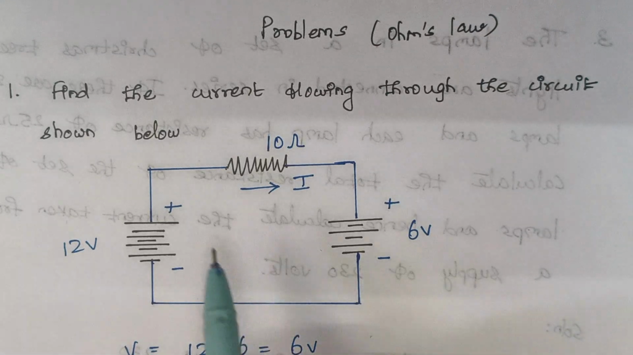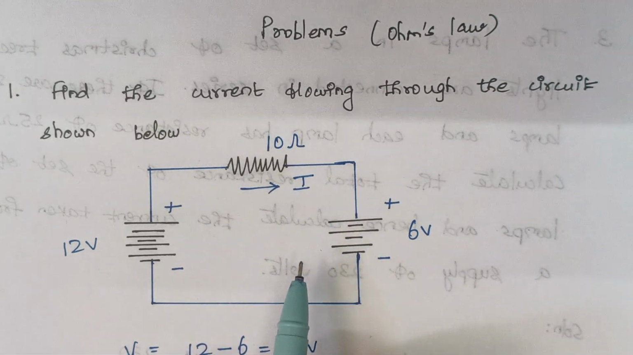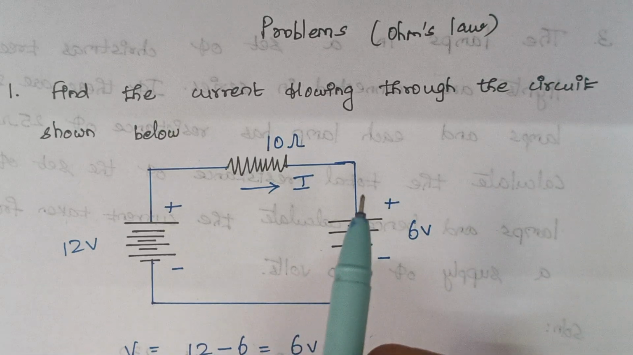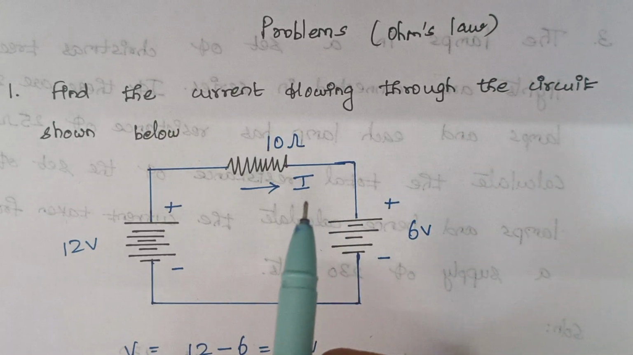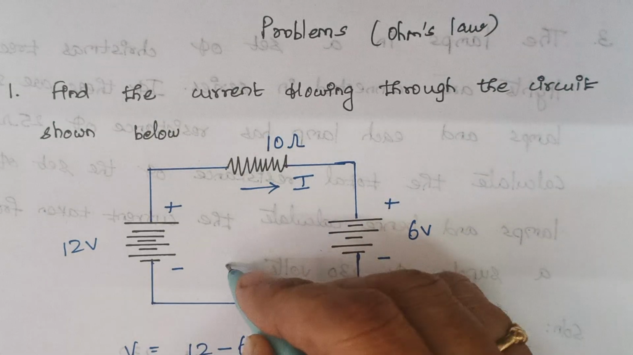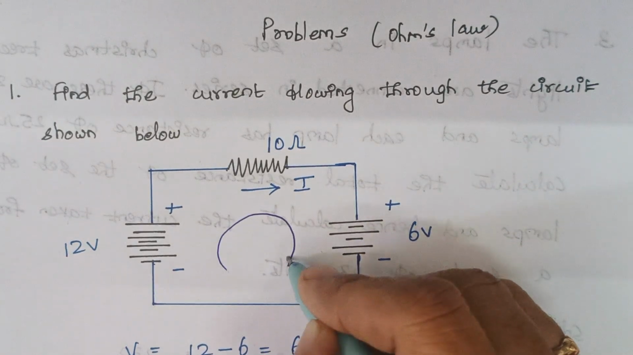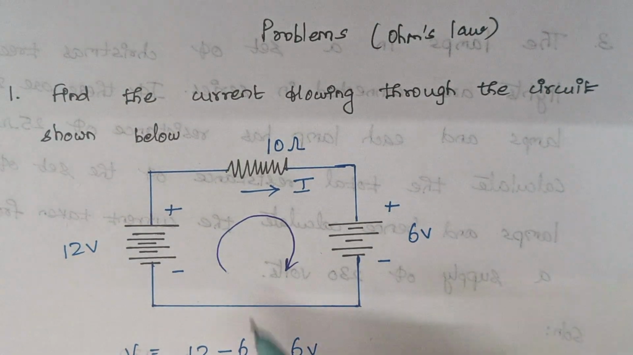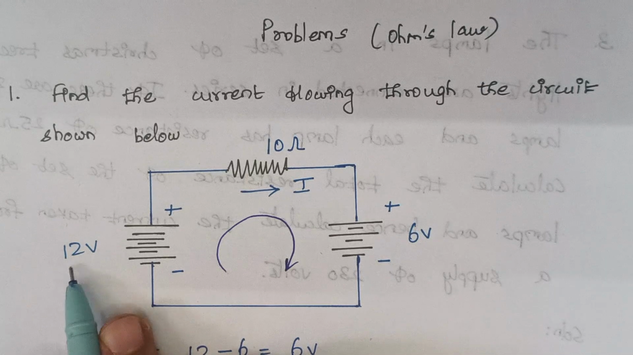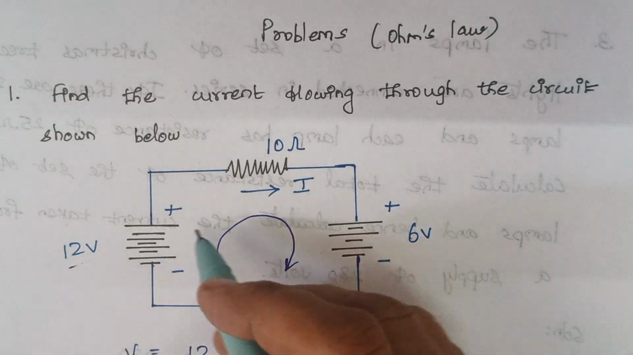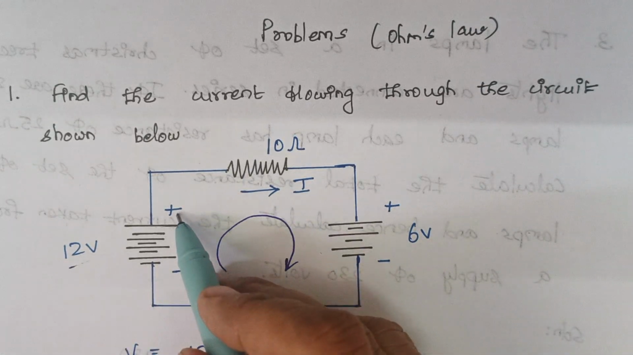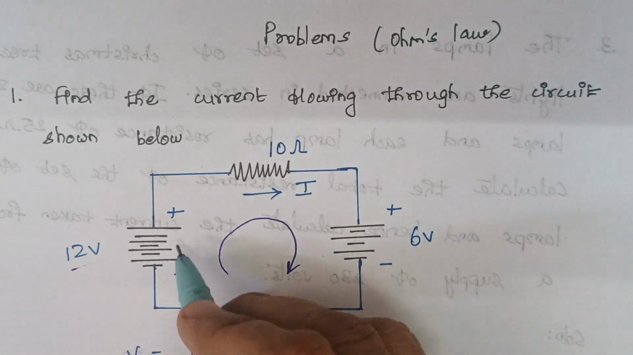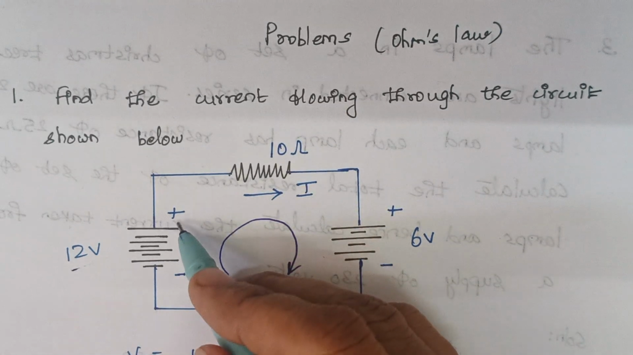So first, you see the direction of the current is given in the diagram, or else we have to assume a direction by ourselves, right? So here the current flows like this, right? So when you consider this 12 volt, the current flows from minus to plus, that is from low potential to high potential. So here it is considered as plus 12.